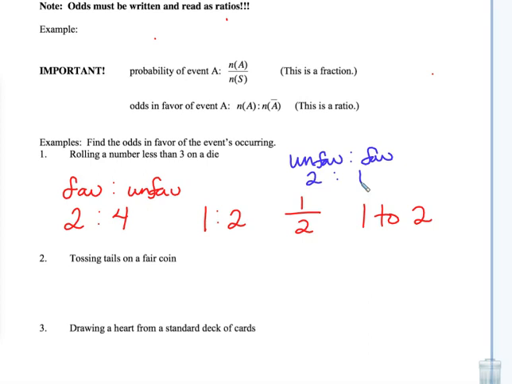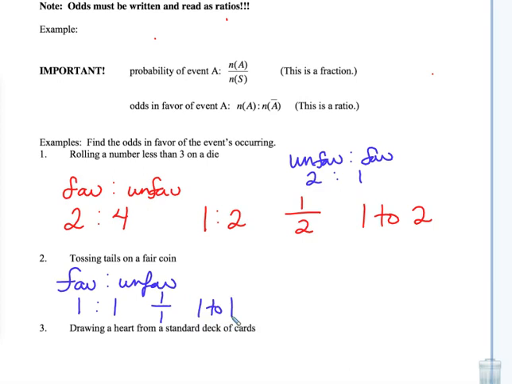All right, the next one, we're going to go back to the same example we talked about above, tossing tails on a coin. So we want the odds in favor. So we're going to do the favorable outcomes again to the unfavorable. There is one side on a coin that is a tail. There is one side that is not. You can also write that as 1 to 1 or 1:1.